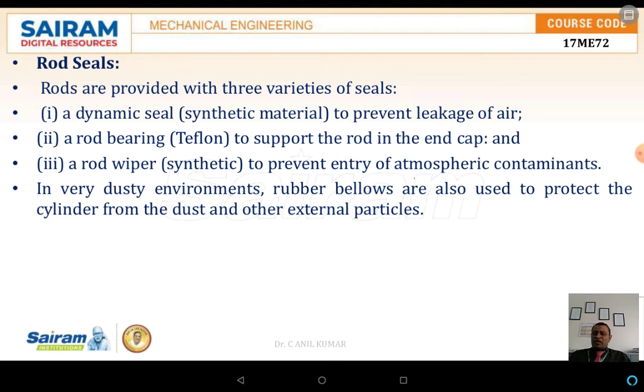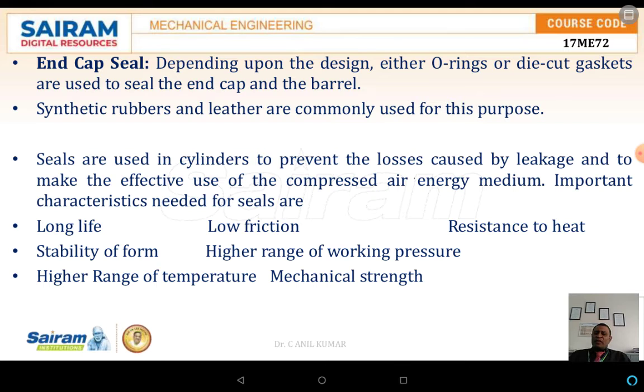In a very dusty environment, the rubber bellows are also used to protect the cylinder from the dust and other external particles. Now the end cap seals, depending upon the design, either O-ring or the die cut gaskets are used as a sealant material in the end cap and the barrel. The synthetic rubber or the leather is commonly used for this purpose. The seals are used in the cylinders to prevent the losses caused by the leakages and to make effective use of the compressed air as an energy medium.